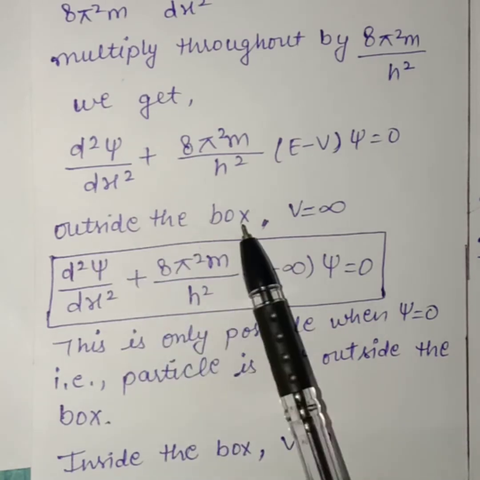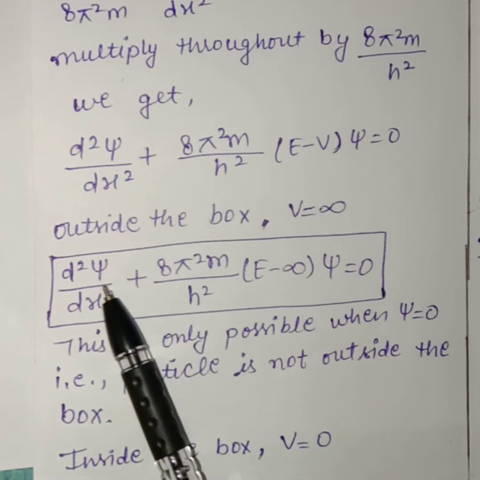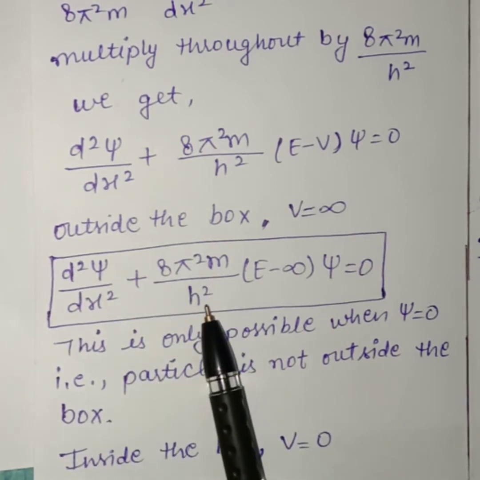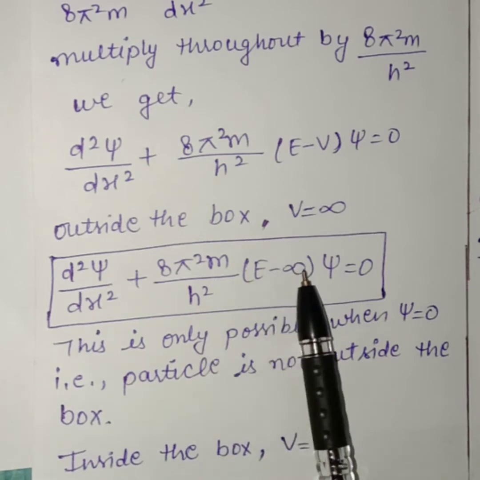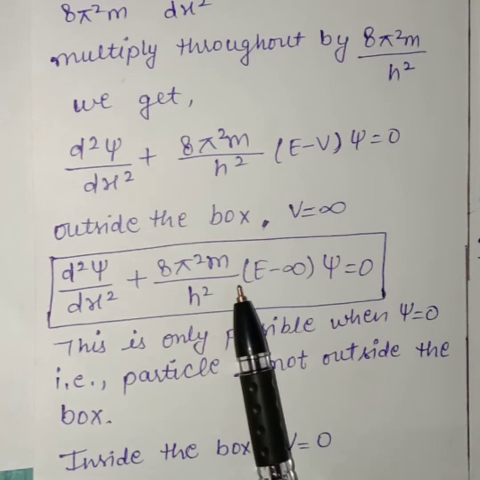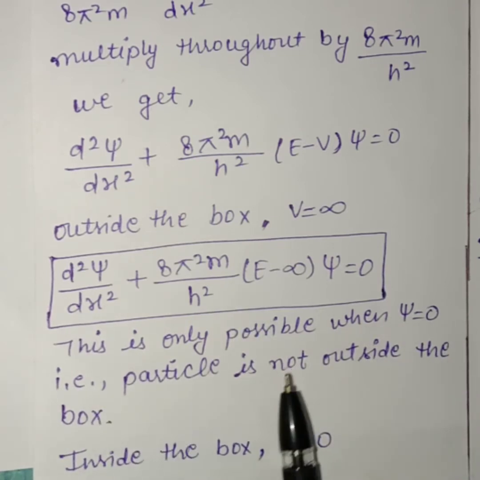Now the potential energy outside the box, we know, is infinity. So the equation becomes d square ψ by dx square plus 8 pi square m by h square (E minus infinity)ψ equals 0. This is only possible when ψ equals 0, that is, the particle is not outside the box.